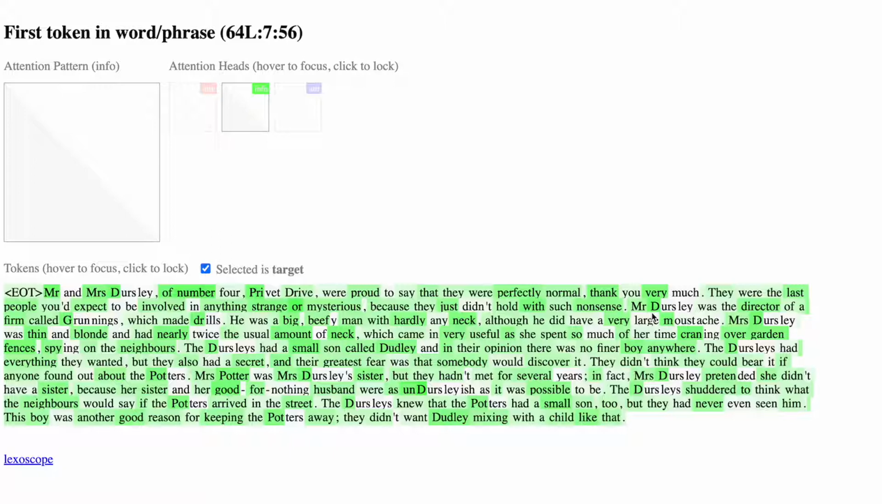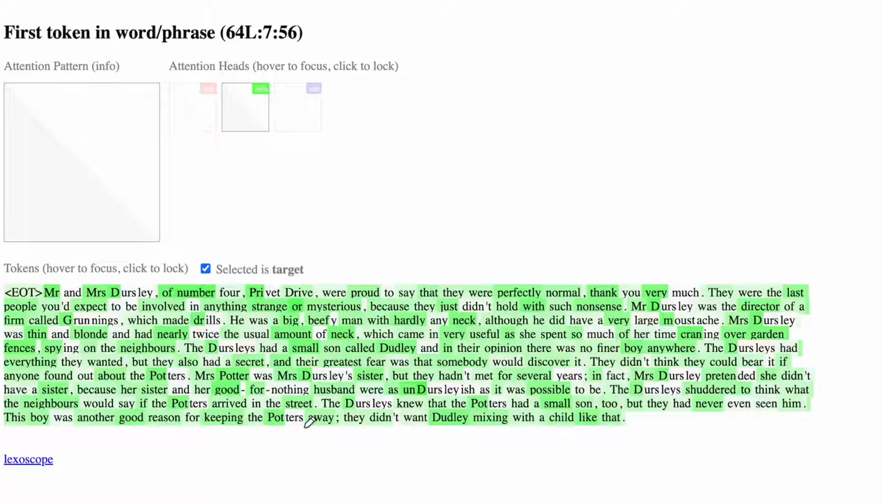There's other things going on here, but let's look for a second at words that are split into multiple tokens. So Dursley is one, it all attends to D. Mustache, Dursley, Dursleys, that's plural. Dursleys within a possessive. Drills, there we go. We have drills, and the ills are attending to the DR. We have Grunnings. That's one word split into a bunch of tokens. They all attend to the G at the beginning. Potters.